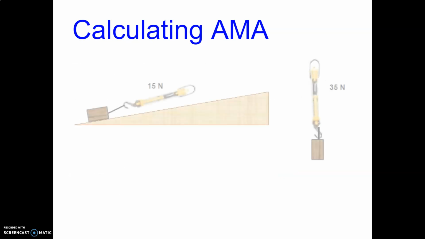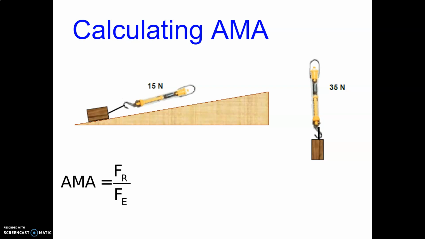Calculating AMA. So here we have a 15 newton spring scale pulling a block up an inclined plane. And if that block was going to be lifted straight up, it would require a force of 35 newtons. So AMA, you're dealing with forces. IMA, you're dealing with distances. So let's talk here force resistance. That's going to be your 35 newtons. And your effort force is going to be 15 newtons. So 35 over 15 gives you 2.3. And there you go. Again, no units on a mechanical advantage.